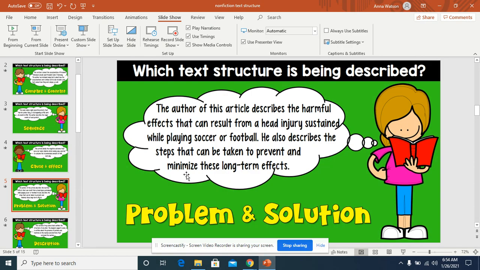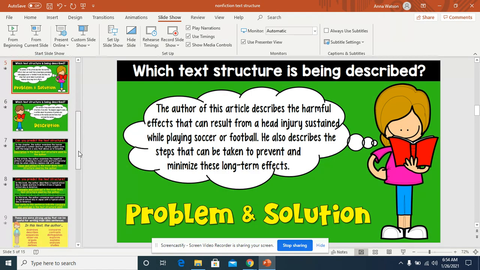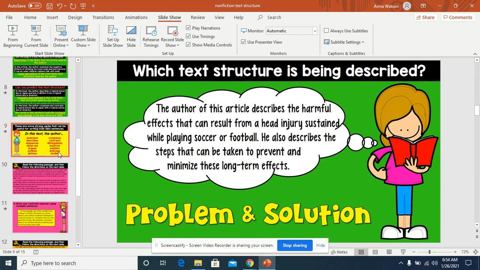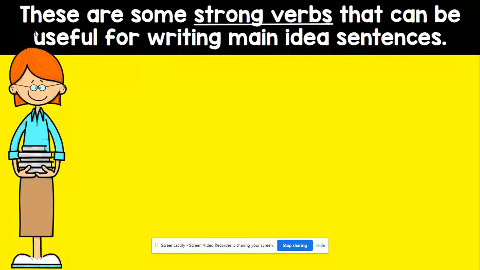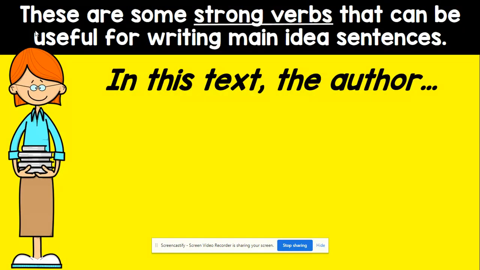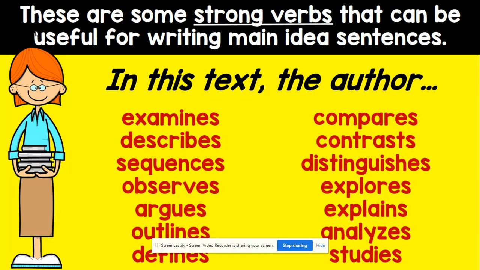Okay, so let's move on now and let's actually look at some examples of some text. When you are looking for your text structure, you're going to be looking for some verbs to help you think about what the text structure is. You might find that they examine, they describe, they have sequences, they observe, they argue, they outline, they define, they compare, they contrast, they distinguish, they explore, they explain, or they analyze or study.